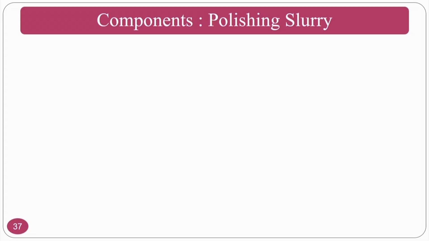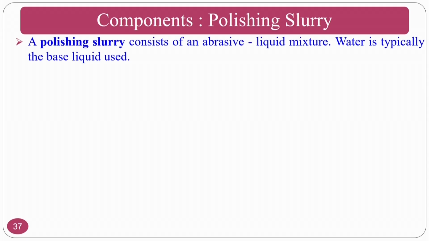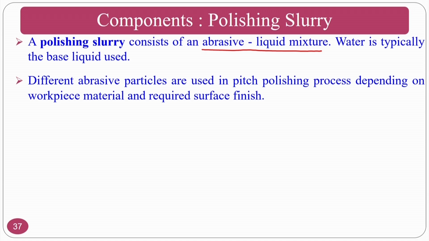Now, we go to the second component, that is the polishing slurry. Polishing slurry consists of abrasive liquid mixtures. Normally, water is typically the liquid. Different abrasive particles are used in a pitch polishing process depending on the workpiece material.